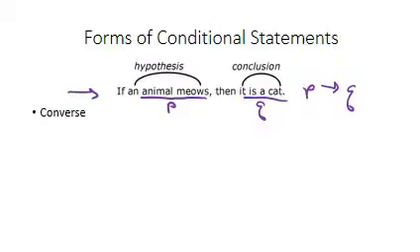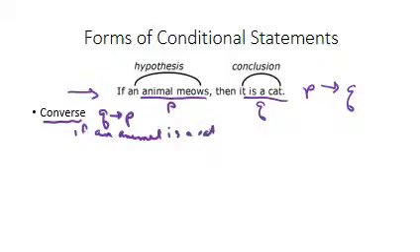I can create the converse of this statement. A converse is when you swap the hypothesis and conclusion. So I can write that as Q implies P. So what does that mean? That says if an animal is a cat, then it meows. Converse, you swap your hypothesis and conclusion.